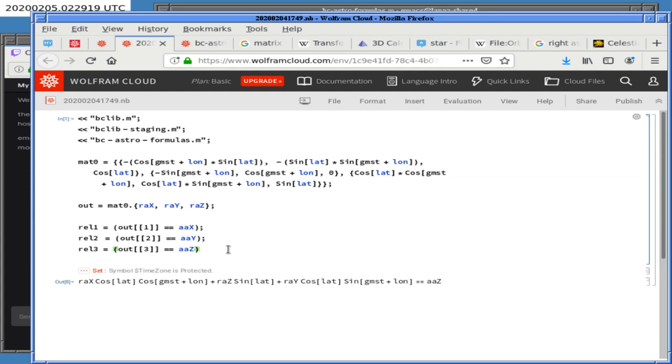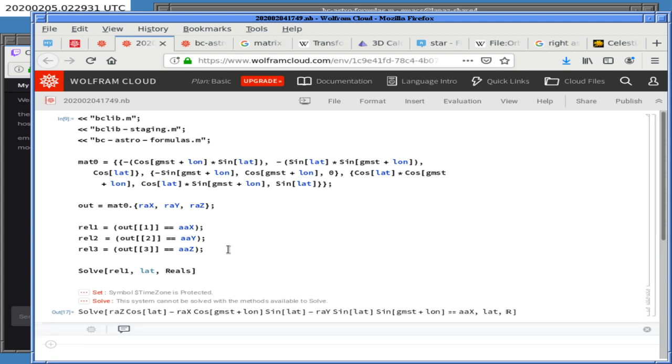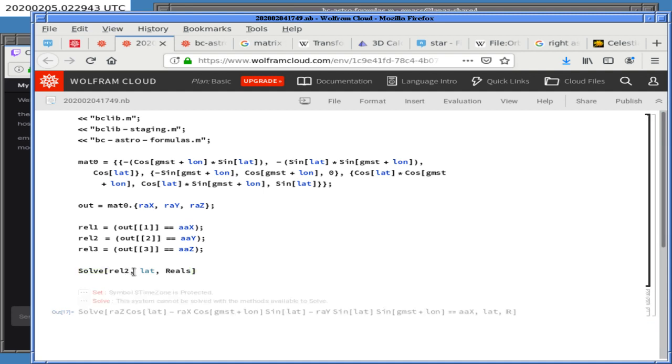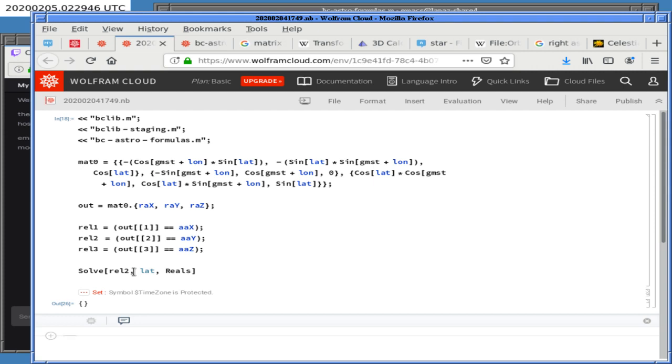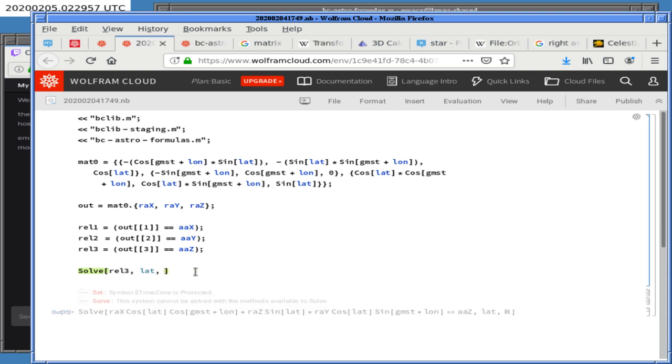Okay, so now, can we solve rel 1 for latitude over the reals? The system cannot be solved with methods available to, well, no. How about rel 2? I get the feeling this is going to be the same. Oh good, there are no solutions. Not true, by the way. Rel 3 cannot be solved. So this is... Well, let's go ahead and try rel 1 without the reals, because sometimes it'll give us answers that are real. It's kind of stupid sometimes. Let's see, this is going to be really ugly, I think.